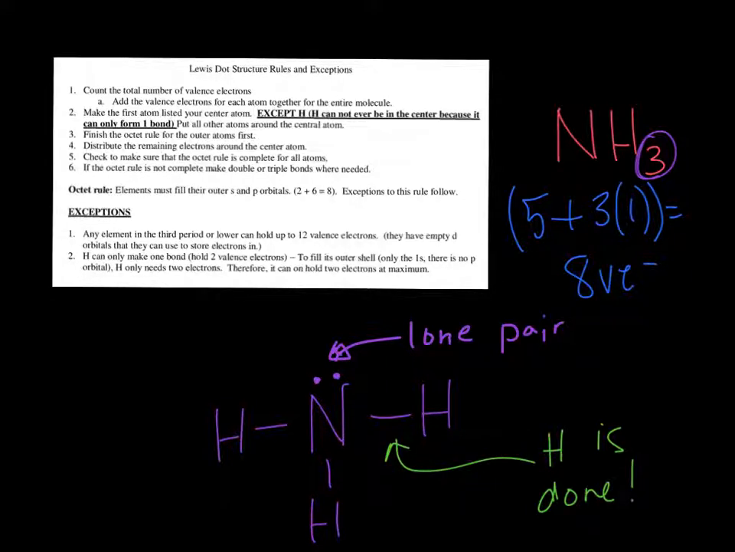And so now we're going to check to make sure the octet rule is complete for all the atoms. Number 5. So I've got 2, 4, 6, 8. So nitrogen is good, and hydrogen is good. And so this molecule is finished, and that would be the answer for the structure of NH3.